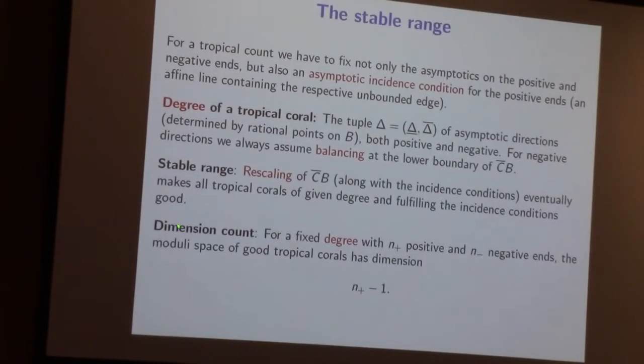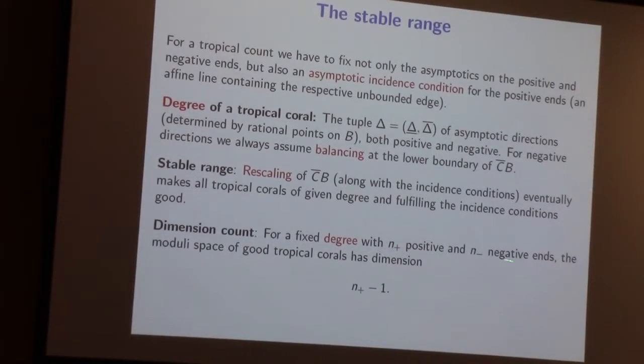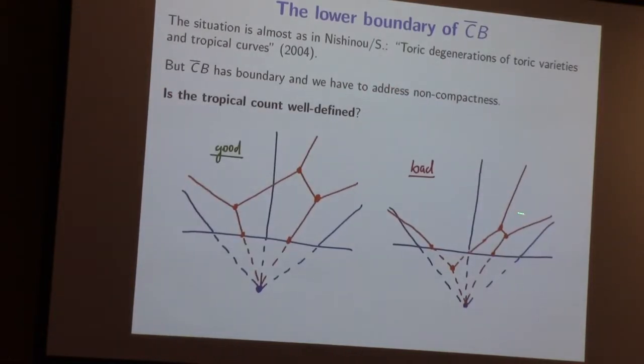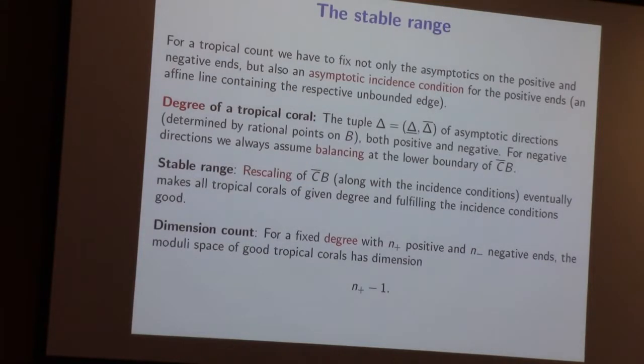And then there's a dimension count, namely the negative ends are fixed, there's nothing to be labeled, right? They just sit there. But the positive ends, as I showed you in this picture, can be parallel transported. And I have to fix some condition at infinity. So I tell you essentially where I fix this asymptotic affine line. And that tells you that the dimension count works also with n plus positive and n minus negative ends: you have n plus minus 1 dimensional space.